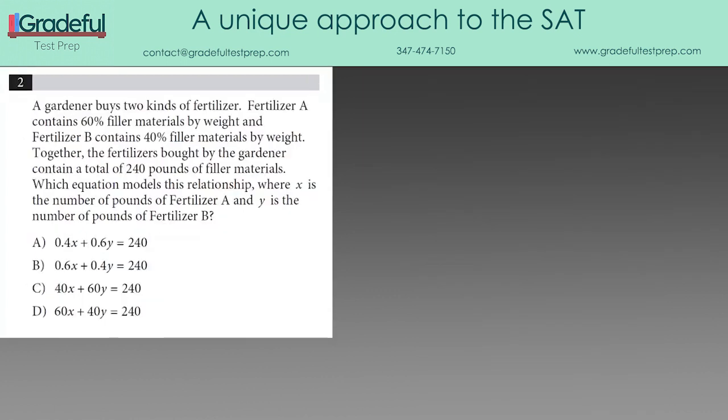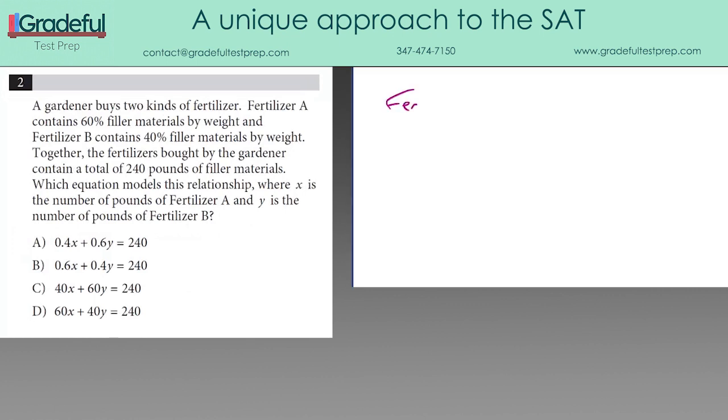Question number 2 is a question that's quizzing us on price times quantity statements. Here in this problem, we have the amount of fertilizer that's being purchased, and among the fertilizer, a certain percent of that is the filler materials. So for instance, if we have x pounds of fertilizer A, because the question tells us that x represents the number of pounds of fertilizer A, we're also being told that for fertilizer A, 60% of that is filler material.